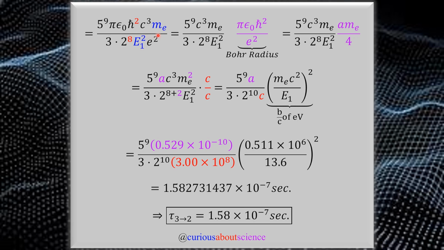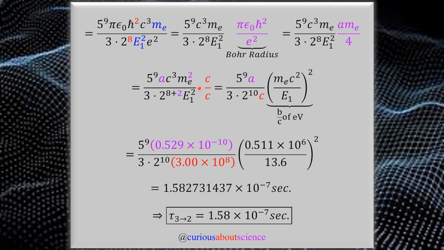Now what we have to do is put things together like the pi epsilon h bar squared and e squared here to substitute in the Bohr radius. And why we do this is because what we're trying to do is put m_e and c squared together for the substitution with the electron volts. So get rid of that, simplifies that down. a comes back in, we have m_e over 4, but 4 is just 2 squared. So we see that 2 to the 8th gets a plus 2 now. We have our a there, m_e gets a square now, and we're good.